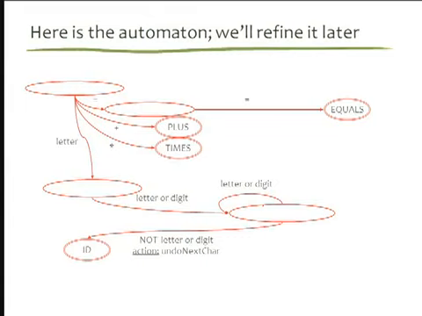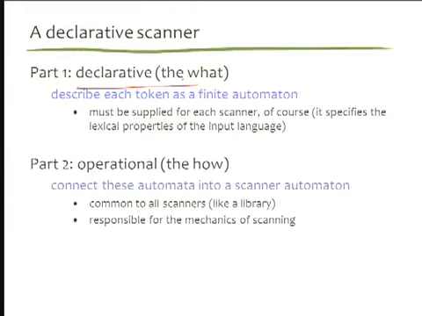So the declarative scanner has two parts. The declarative part, which is the specification: what are the lexemes, what are the tokens that we return when we find them. And there is the operational part, the how, which is common to all scanners, hidden like in a library. And this is what does the actual reading and pushing back the token and so on. Nothing surprising here.